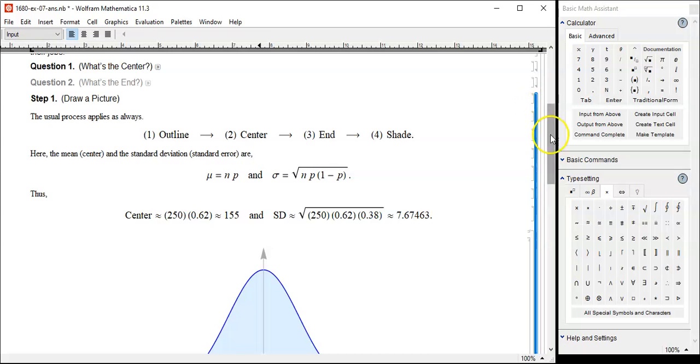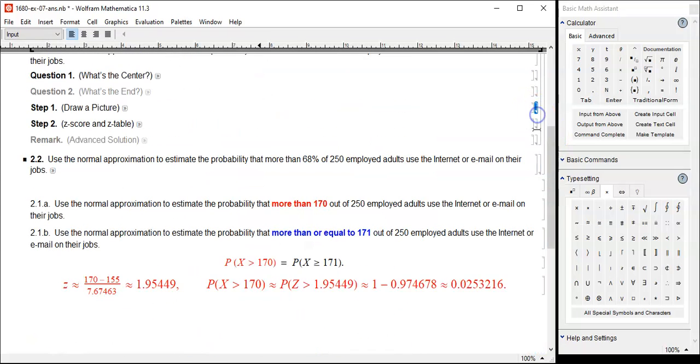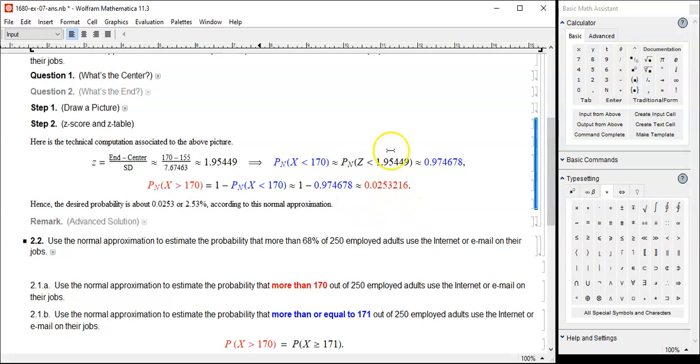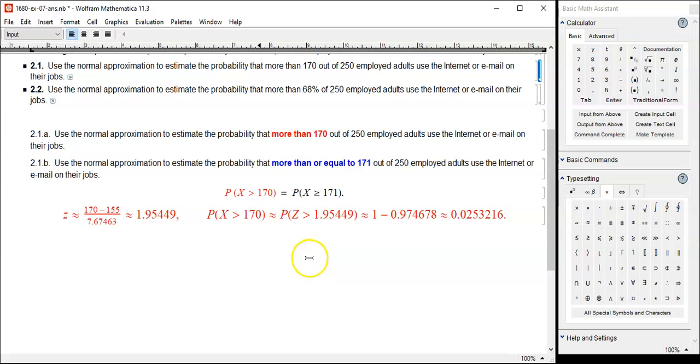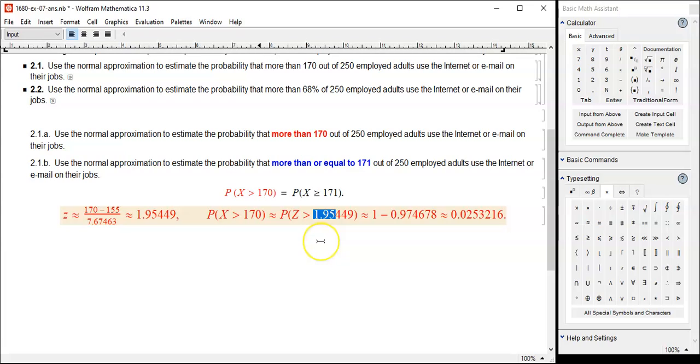Draw a picture. And then z-score and z-table, yeah, that's what we got. If you use the z-table, then you have to cut it to only 1.95, so your probability value is not as accurate as this. So you're going to get 0.0256 or something like that. This one is a little bit better. Now, what if you take this 171 and do the same thing?